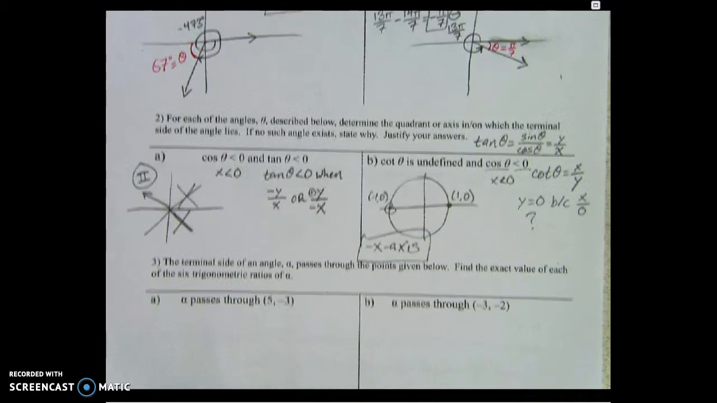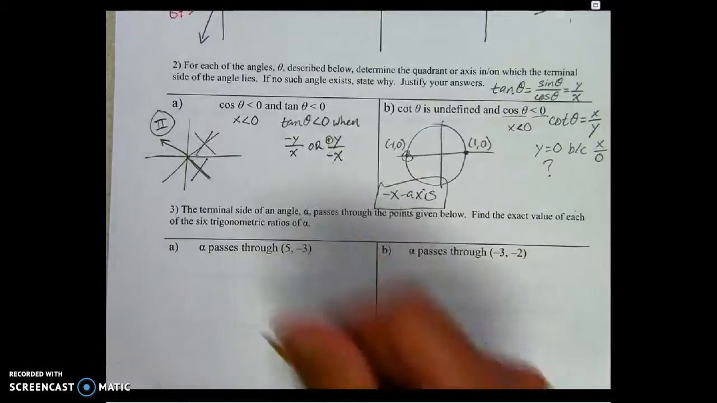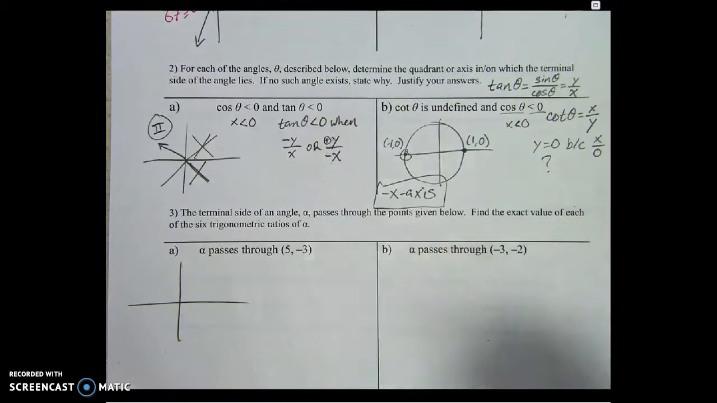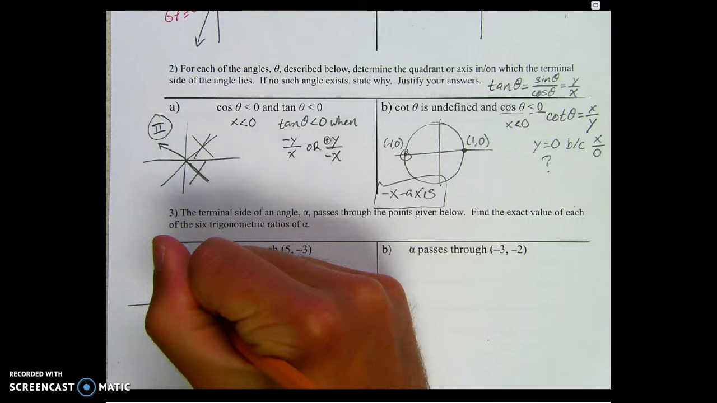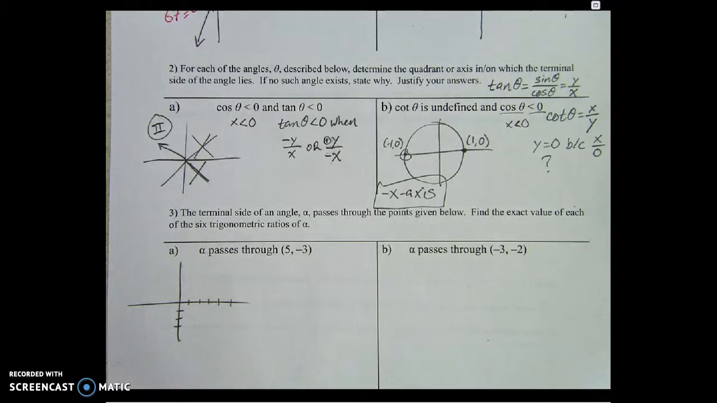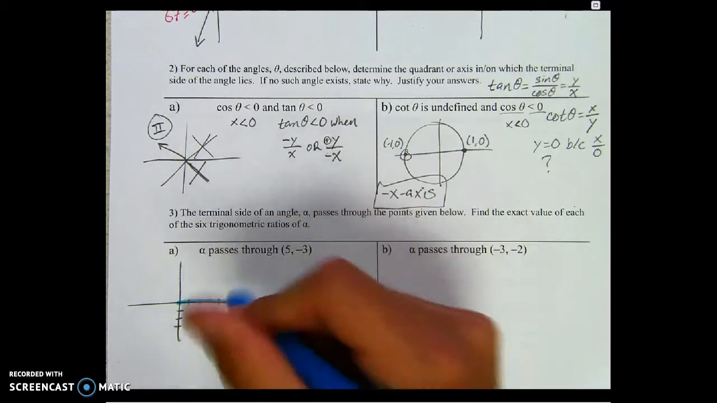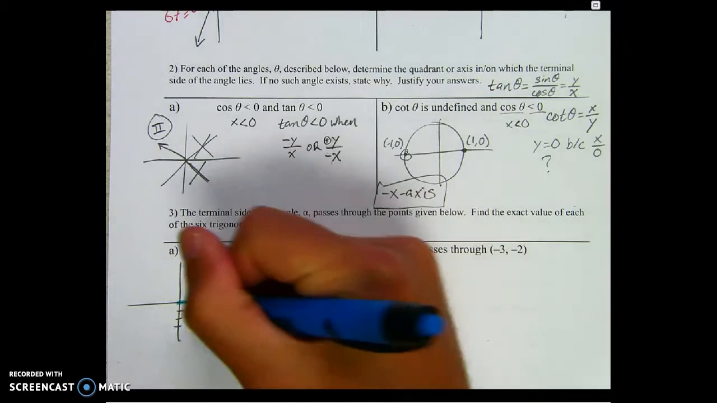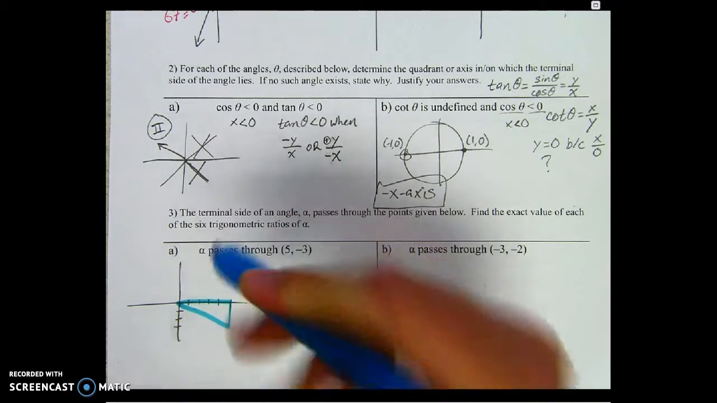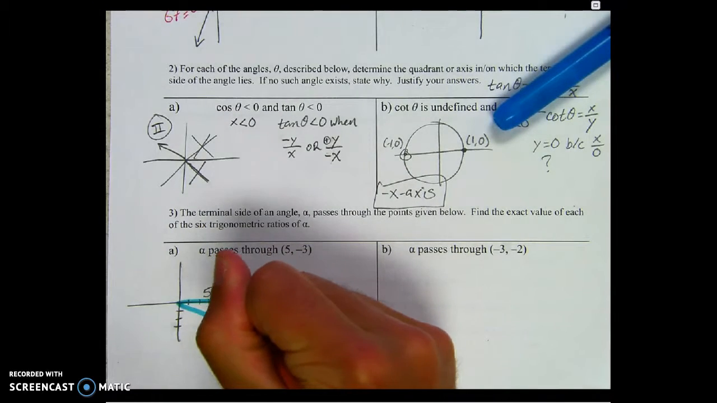So, looking here at number 3, and I'm going to do this really quickly because I need to start 7th period. Looking at letter A, we have the angle alpha passing through the point 5, negative 3. So I'm just going to draw a quick drawing. To pass through 5, negative 3, we go over 1, 2, 3, 4, 5, and down 1, 2, 3. That triangle right there goes out positive 5 units in the x direction, down negative 3 units in the y direction. That's our triangle, okay? So we have an x value of 5, a y value of negative 3.